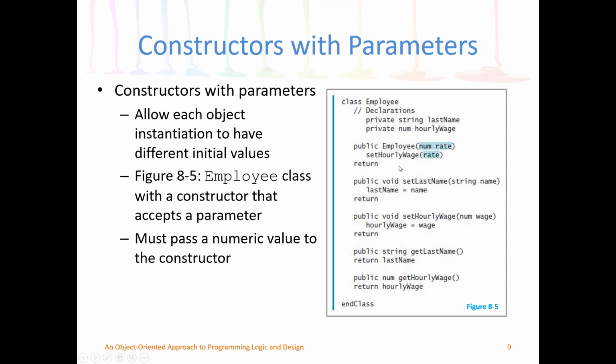For example, in this case, you see, we can have a constructor which passes a rate. And that would set the hourly wage by the rate. So this is an employee constructor, public, there's no return, same as the class name, rate, and it passes a number, and it's going to set the hourly wage. So it passes a numeric value to the constructor.